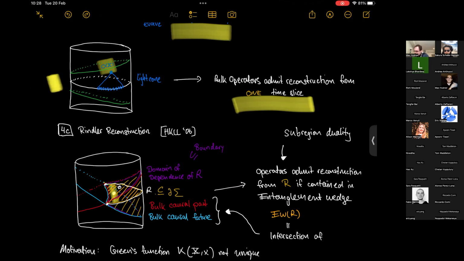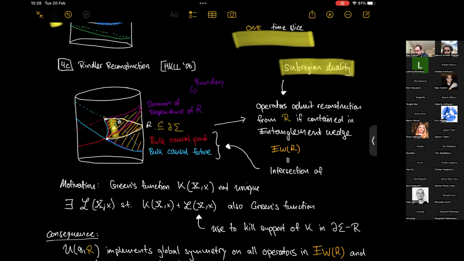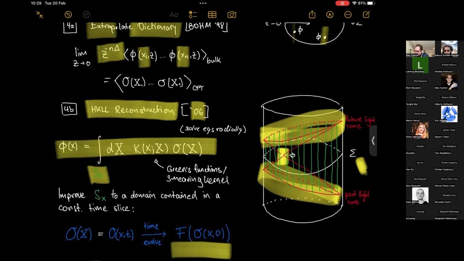And this is a very powerful statement because it's an example of a subregion duality, where I'm taking a subregion of the boundary and I'm reconstructing a subregion of the bulk. The motivation for why this might work is given by the following observation. The Green's functions, which were used in the bulk reconstruction, turn out to not be unique. And so there is some shift one can do by other functions, and you can modify your Green's function. In particular, you can modify it to kill off its support outside of this region R if you're trying to reconstruct such a phi.